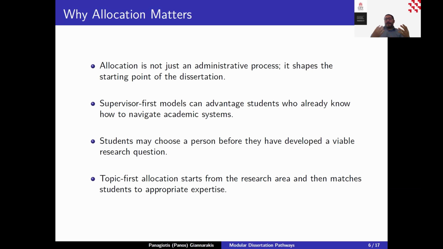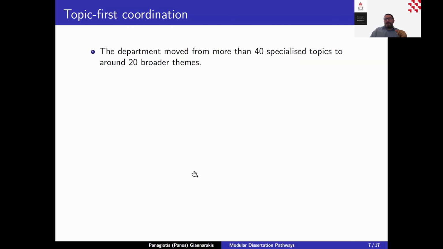On the contrary, I think that topic first allocation will make the student investigate the research area that they would like to commit themselves to for a year, and then the director of teaching will do the appropriate matching. Before telling you the modular decision pathways, we start from here. The department used to have, before me, even the topic first model, which may be problematic because in our department, for example, we had 40 specialized topics.